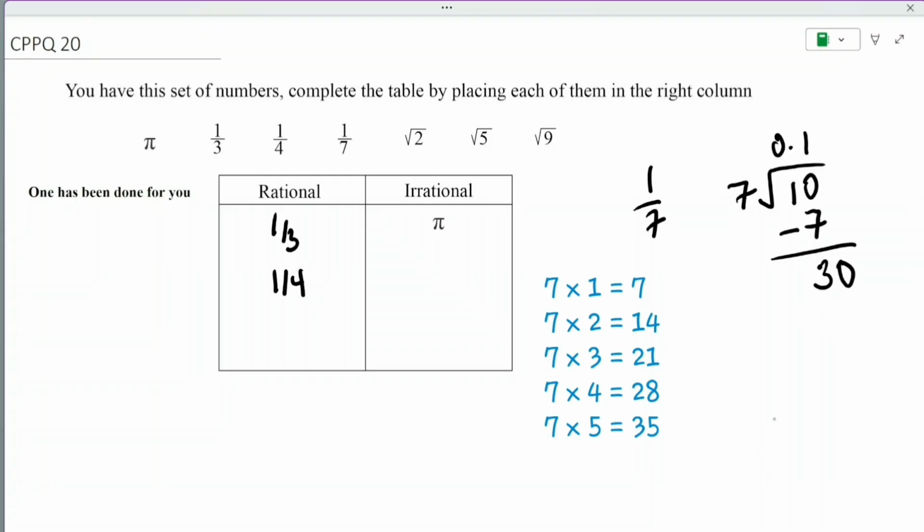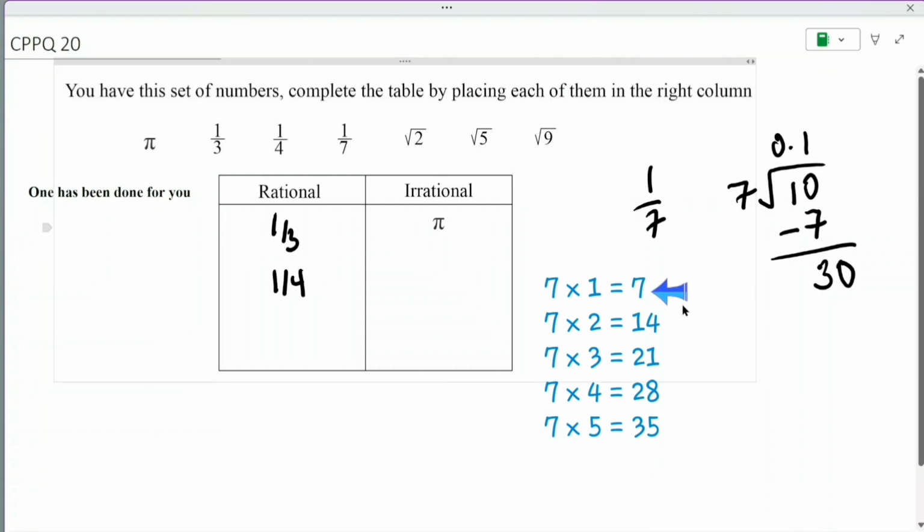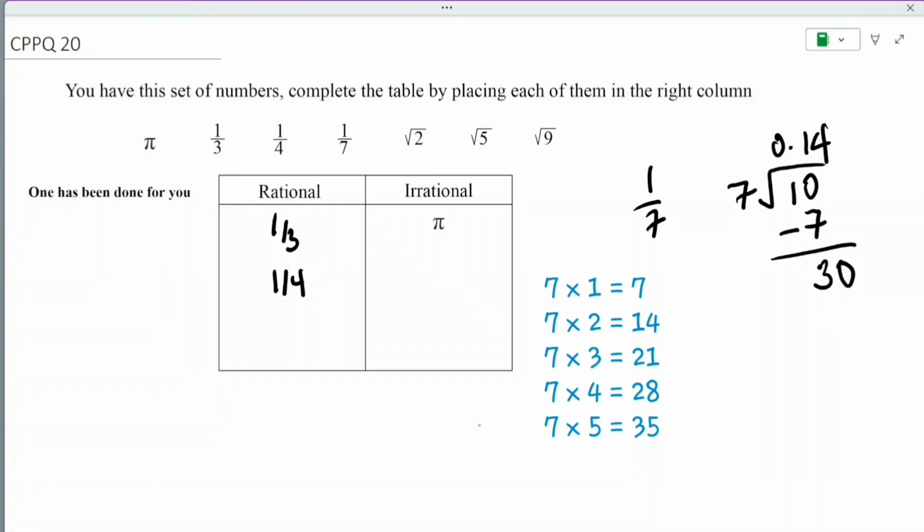So you have 30. 7 in 30, 7 times 1 is 7. 7 times 2 is 14. 7 times 3 is 21. 7 times 4 is 28. 28 is very close to 30 and is the best fit, because 7 times 5 is 35, which is higher than 30. So it's 7 times 4. So you have 4 here. 7 times 4 is 28, so you have 28 here. That's 30 minus 28 will give you 2.